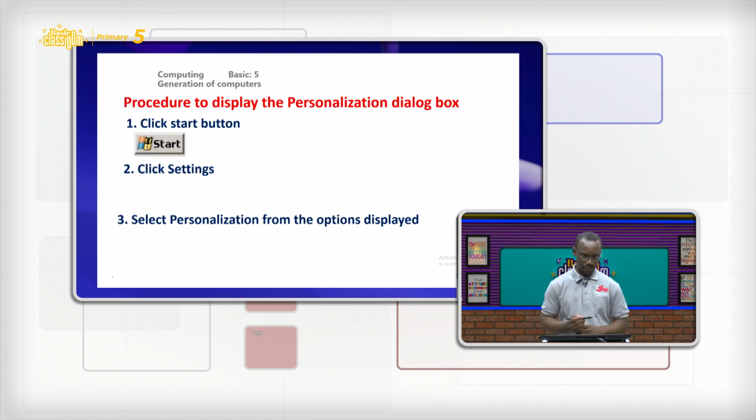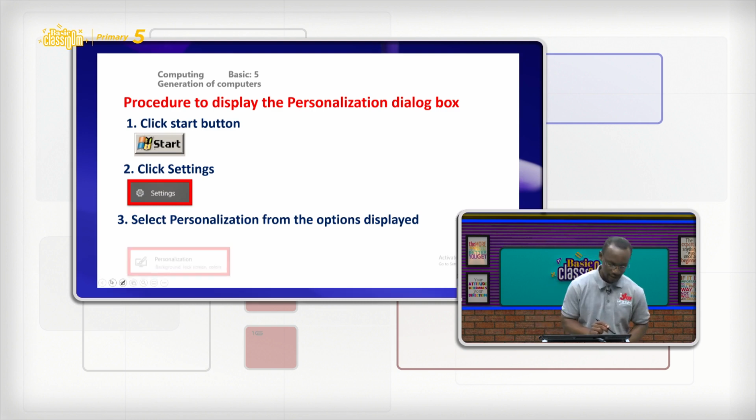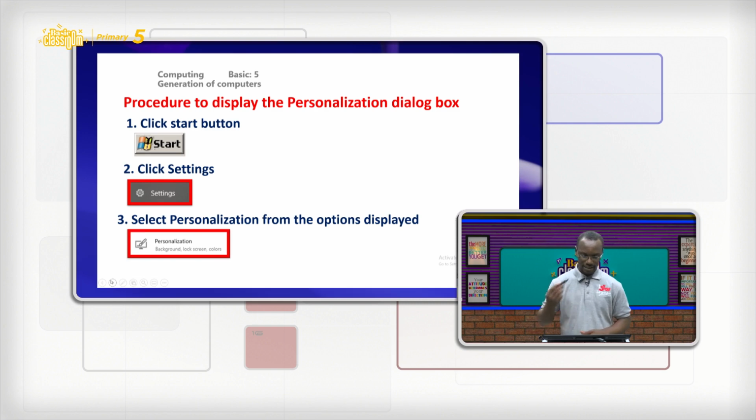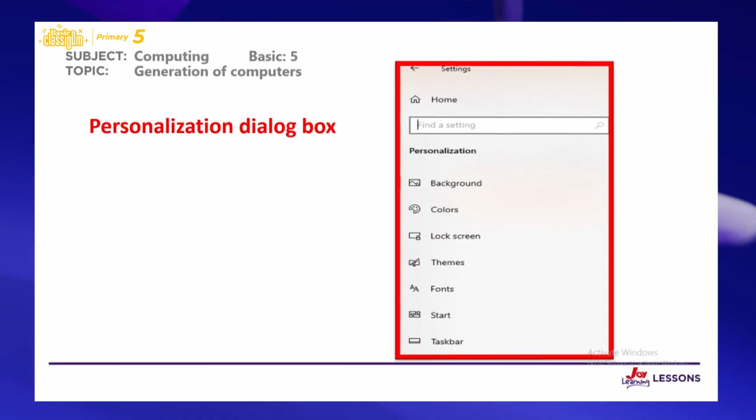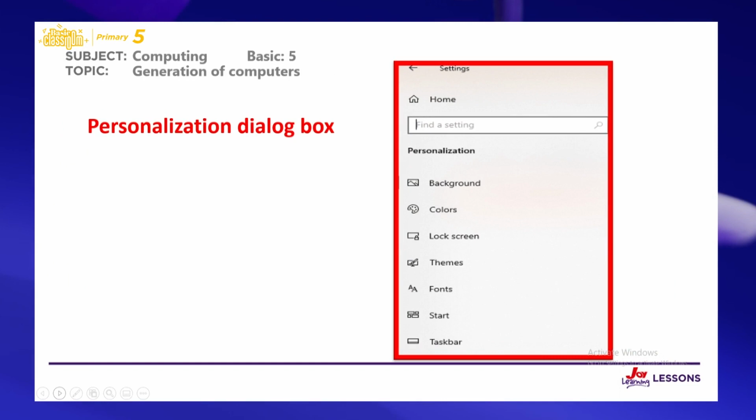Then the next step, click settings. We have settings also here. From settings, select personalization from the options displayed. So you select personalization. When you do this, now it's going to launch or open our personalization dialog box. Very good. So hope you were able to do it correctly.